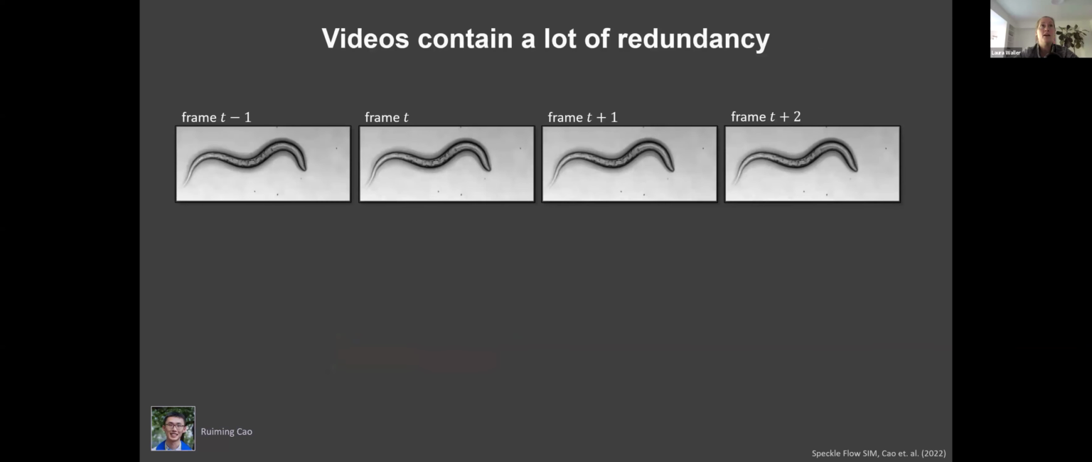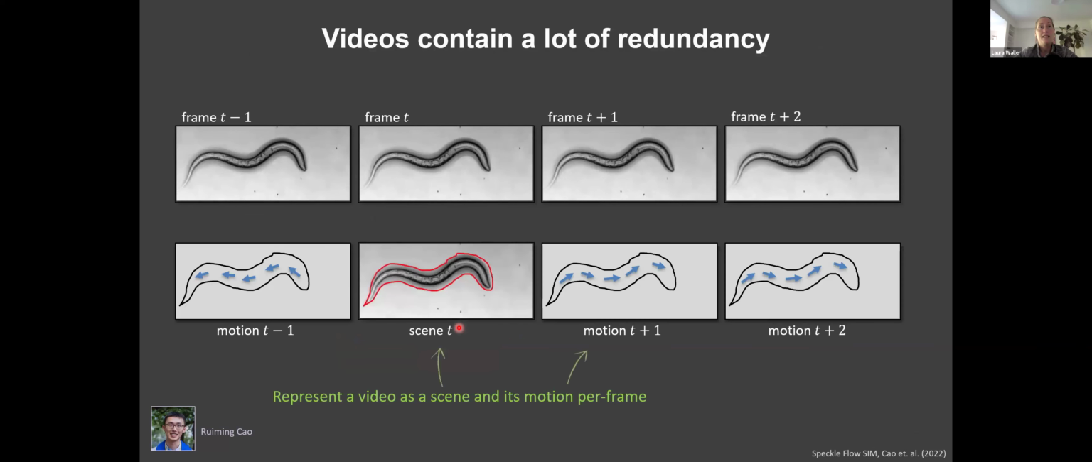So we treat the video as a scene at a time t, and then a bunch of maps of how things are moving over time. This is a nice sparse representation, right? These motion maps should be very sparse if the sample is moving in smooth ways. And so it means that we have a chance to solve this. We're not having to solve for n times more things than we measured.